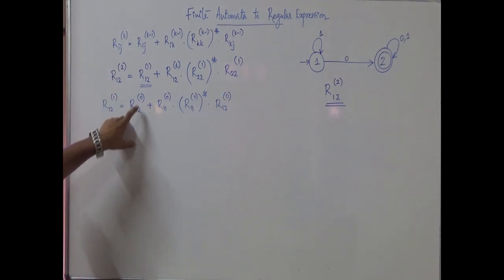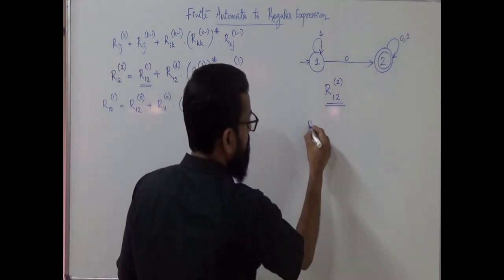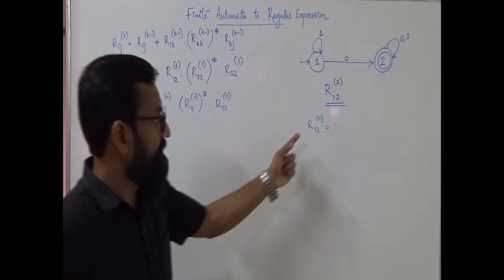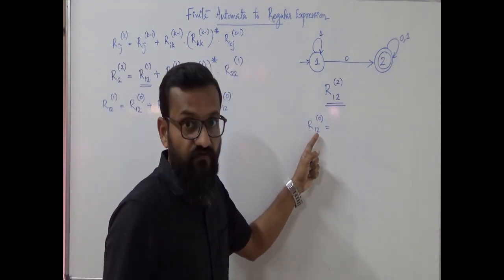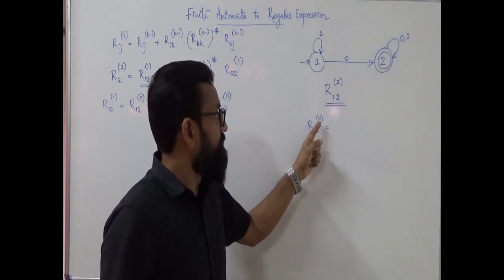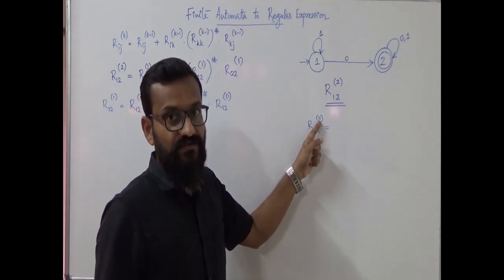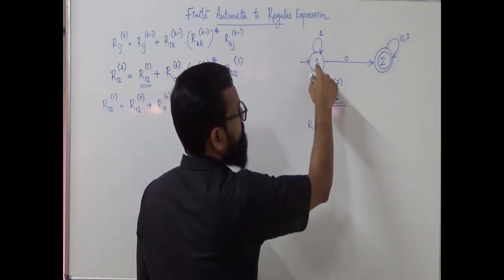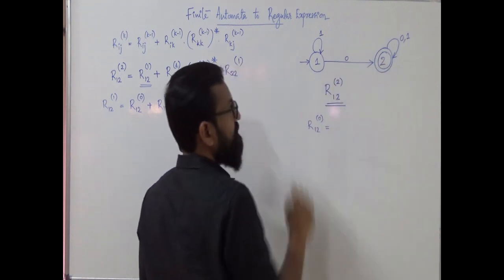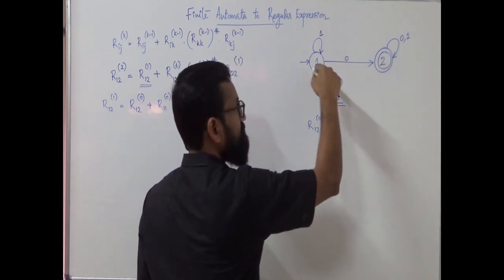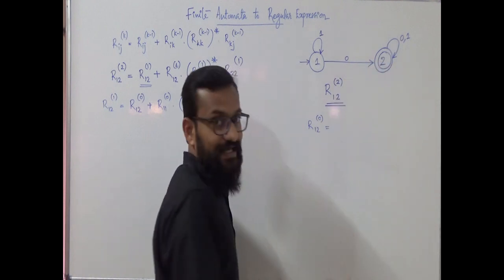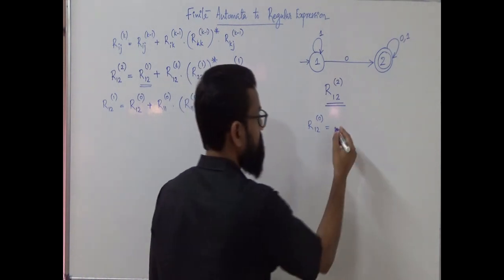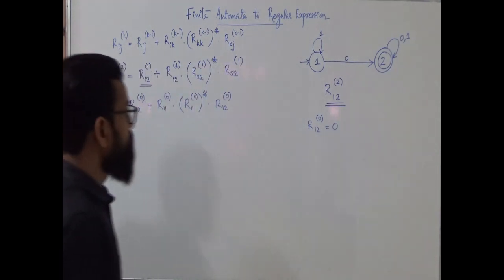Now what is R12 of 0? R12 of 0 is the regular expression from state 1 to 2 without any intermediate state. 0 represents no intermediate state. The regular expression from state 1 to 2 without any intermediate state is actually 0, because you can move from state 1 to 2 by consuming symbol 0. So R12 of 0 is 0.